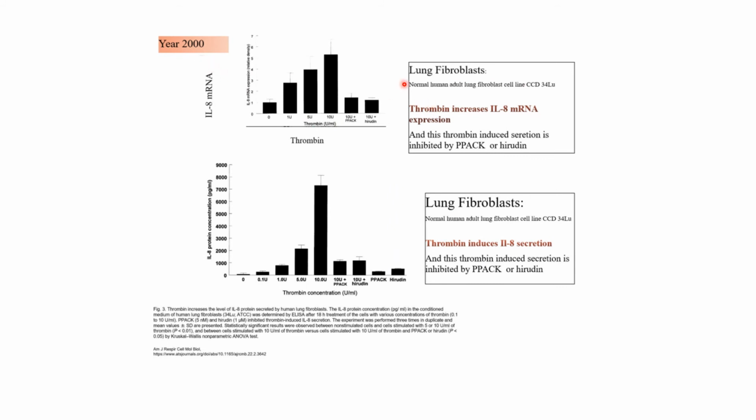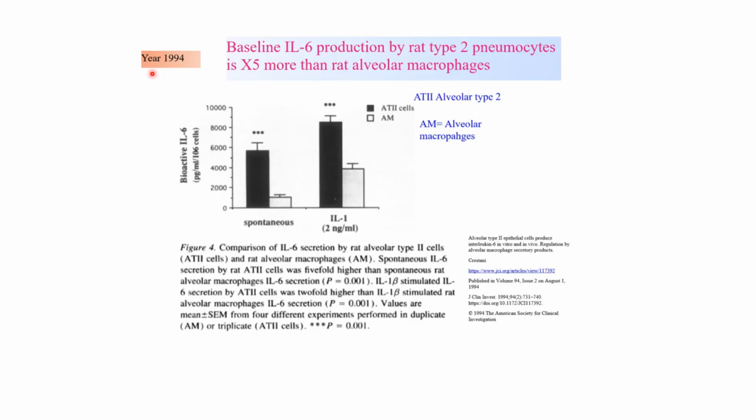Year 2000. Lung fibroblasts. Those fibroblasts again, the ones that produce a lot of fibrin in the lung. Although we are not talking about this aspect in this talk, this fibrin causes a lot of problems for our patients. So, these lung fibroblasts: thrombin increases IL-8 mRNA expression, and also induces IL-8 protein secretion. That's in the year 2000. 1994, 20th century, back again. We're going backwards and forwards in this 20th century. A lot is happening there, isn't it?